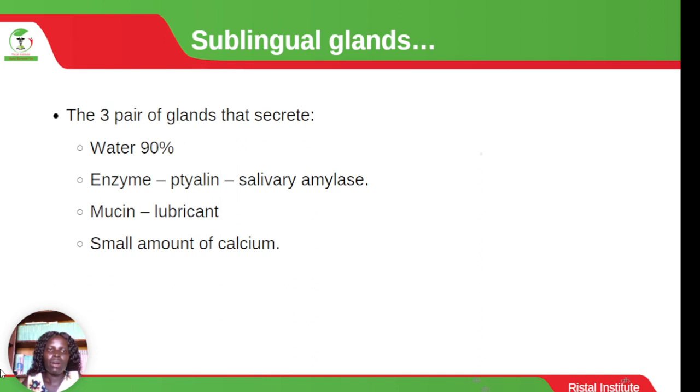The three pairs of glands secrete water, 90%, an enzyme, that is the enzyme ptyalin or the salivary amylase, then mucin, which is known as the lubricant, then a small amount of calcium.